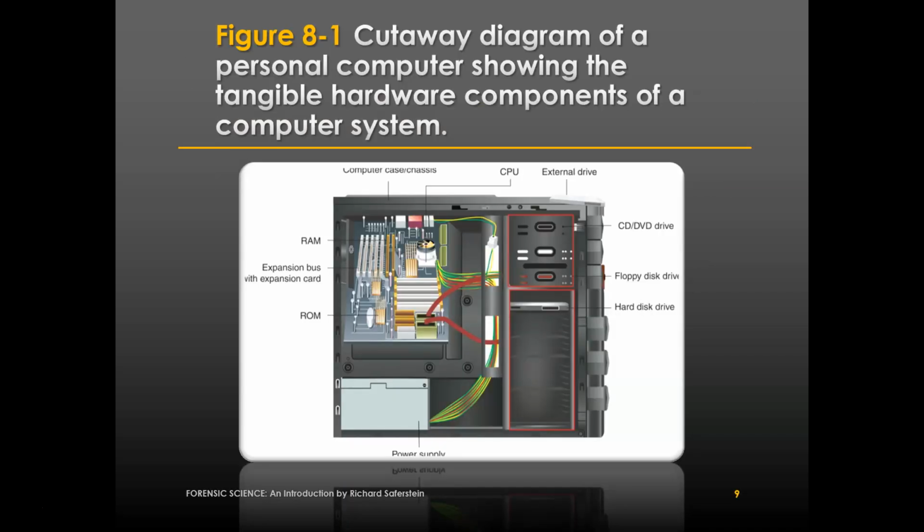Here is a picture for you. This is a diagram of a personal computer showing the hardware components of the computer. So you can see we have the ROM and the RAM and the computer chassis, the CPU, the external drive, CD, DVD drive, floppy disk drive depending on how old this is, the hard disk drive, sometimes called the HDD, and your power supply. So these are all the physical components of a computer.